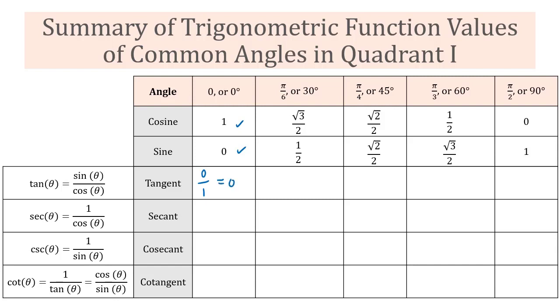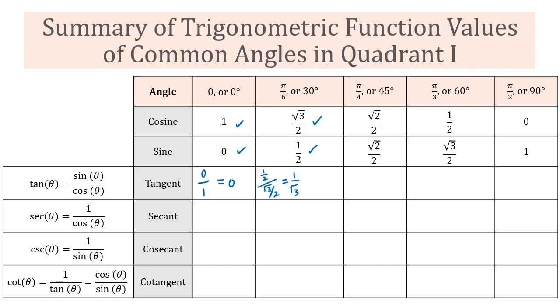For 30 degrees, or pi over 6, the sine is 1/2. So 1/2 divided by the cosine, which is the square root of 3 over 2. And if instead of dividing by the square root of 3 over 2, I multiply by the reciprocal, the 2's will cancel out, and I'm left with 1 over the square root of 3.